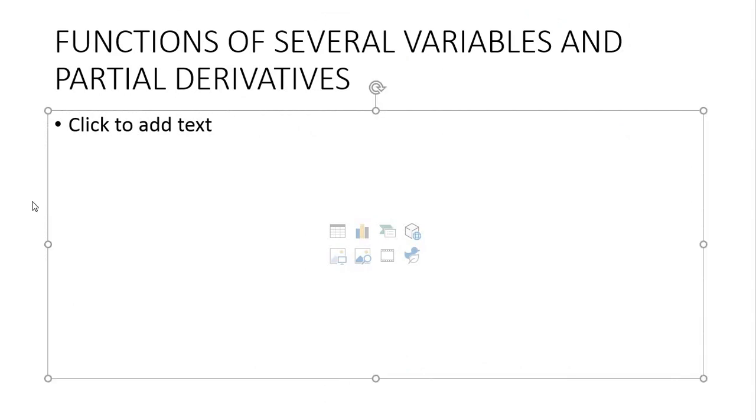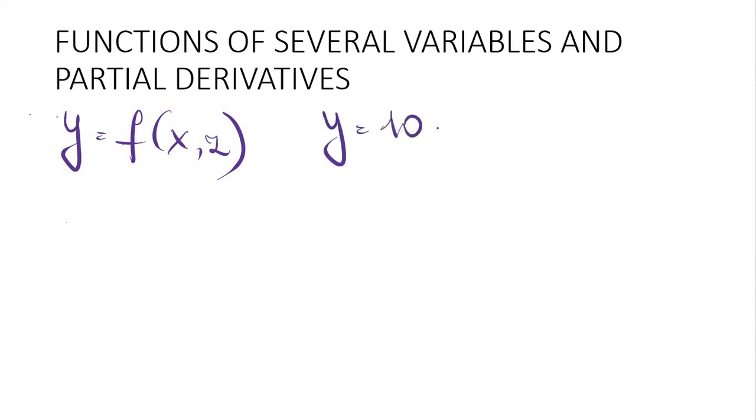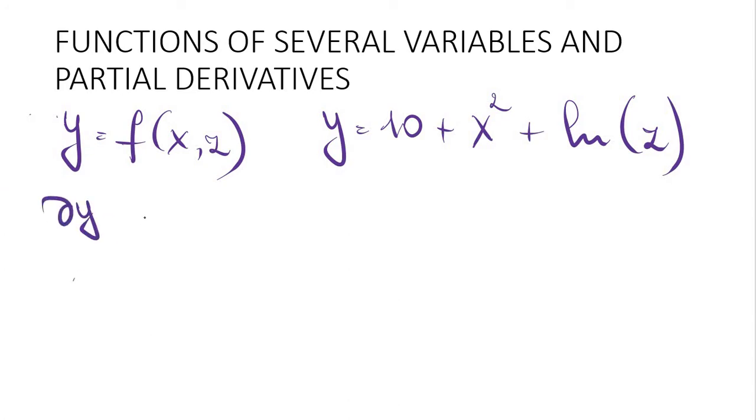Finally, we proceed to discussing functions of several variables and partial derivatives. So assume that y is a function of two variables, x and z. For instance, y is equal to 10 plus x squared plus natural logarithm of z. So it's impossible to analyze how y depends on x and z simultaneously. That's why when we calculate a partial derivative, we assume that the value of z is constant.